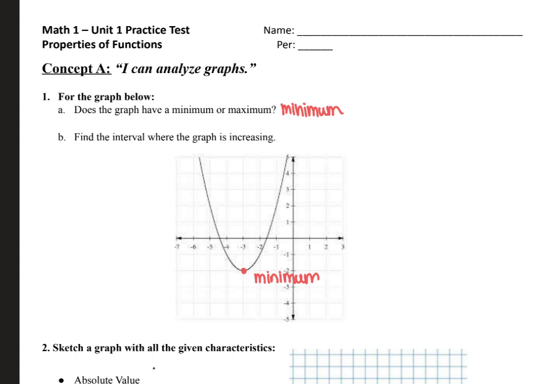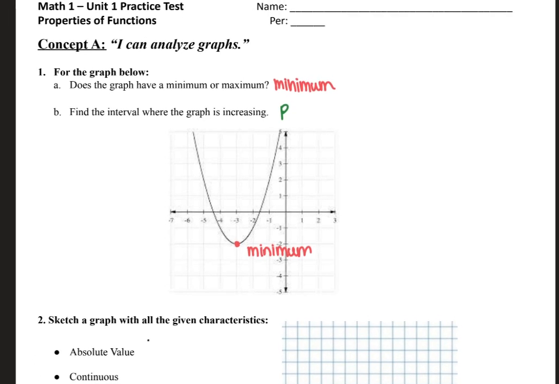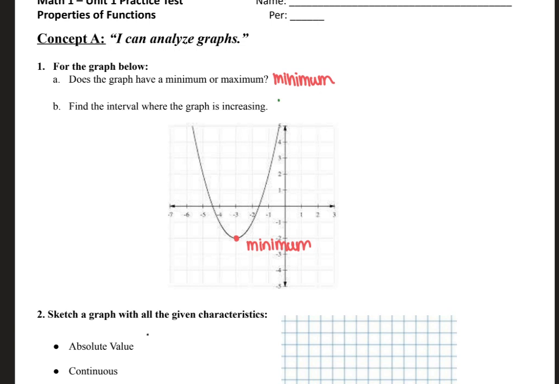Number 2, or part B, says find the interval where the graph is increasing. So the key thing to remember here is that when we read graphs, we always read from left to right. So if we look from left to right and we're following this graph, it looks like it's going down until it hits its minimum point, and then it starts going up. So in this graph, we're going down until we get the minimum, and once we hit the minimum, that's when our graph starts going up.